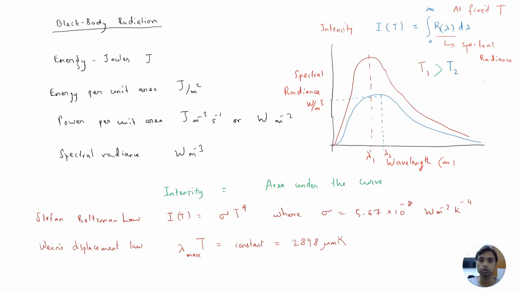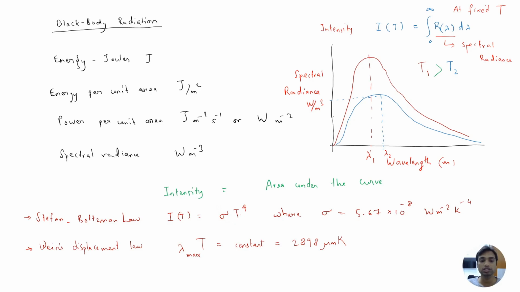These two statements, about the intensity and about the maximum lambda, are experimentally observed and captured in two laws. One is the Stefan-Boltzmann law, which tells you about the intensity. How do you get the intensity? It is the integral, the area under the curve, of the spectral radiance over all wavelengths, and that goes as T to the power 4.